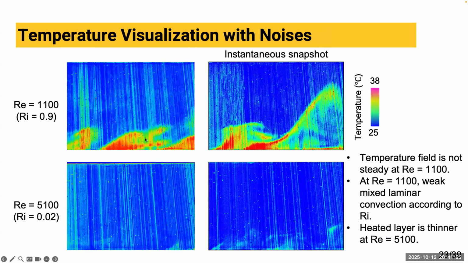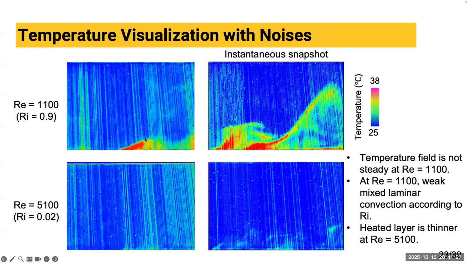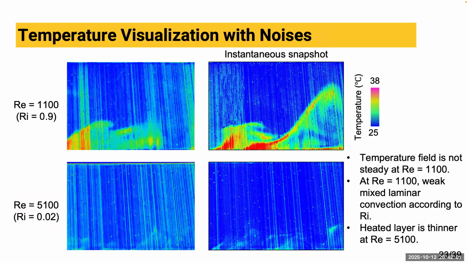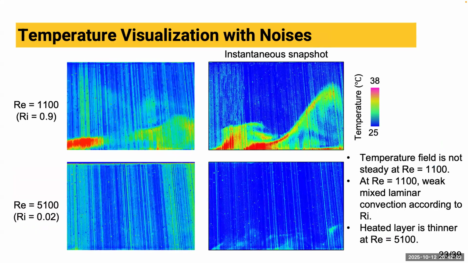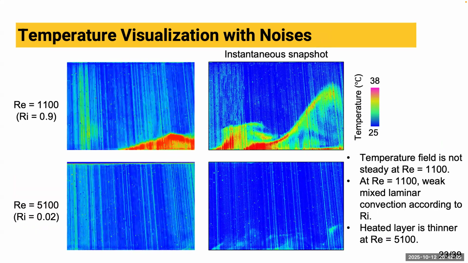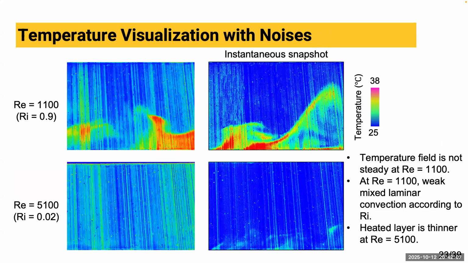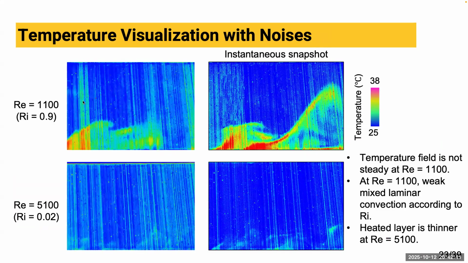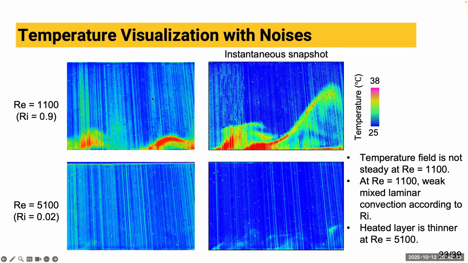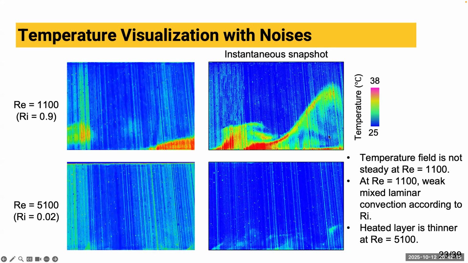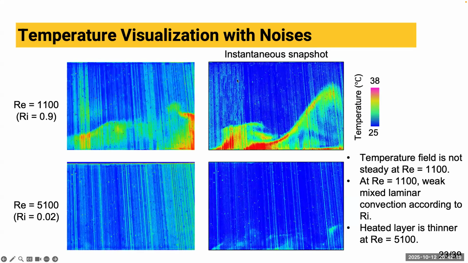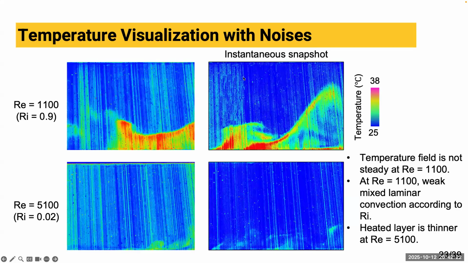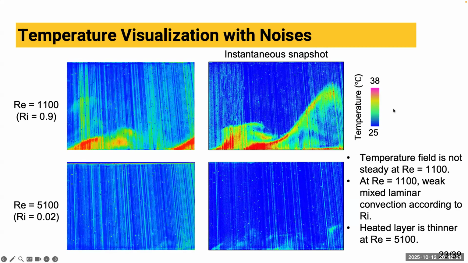So I'm showing an example of a very noisy temperature measurement. My student made the flow channel using acrylic plates, but unfortunately, when he cut the acrylic plates, he created a lot of scratches on the wall. So now we see so many vertical lines representing the errors, and sometimes we see non-uniform background color. Of course, this is not the true temperature distribution.